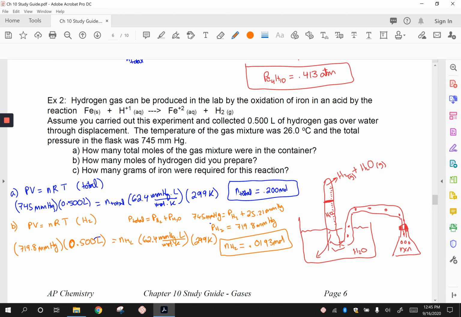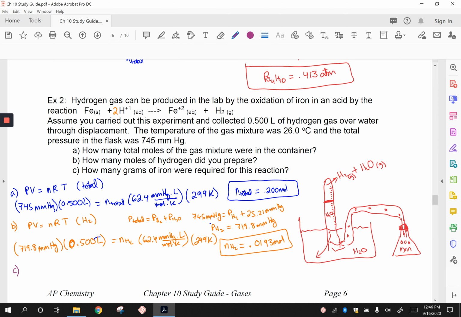Okay. Part C says how many grams of iron were required for this reaction. I got moles of hydrogen. What do I do? Well, I could balance my equation and do some stoichiometry. So let's balance this here. You'd need 2. So my hydrogens are good, irons are good, even the charge is good. This is a total of +2, this is a total of +2, so that's how you balance it.